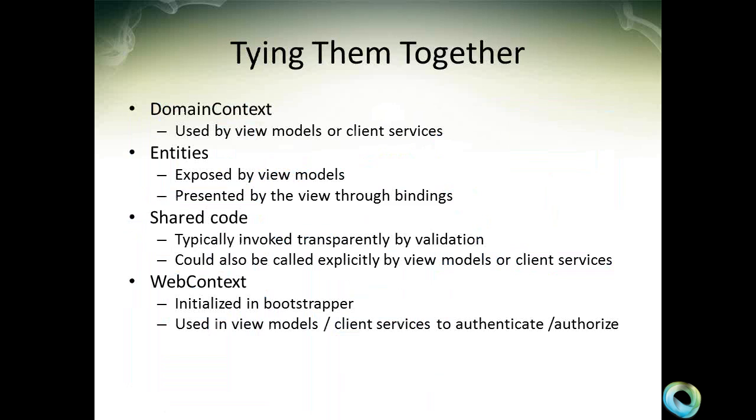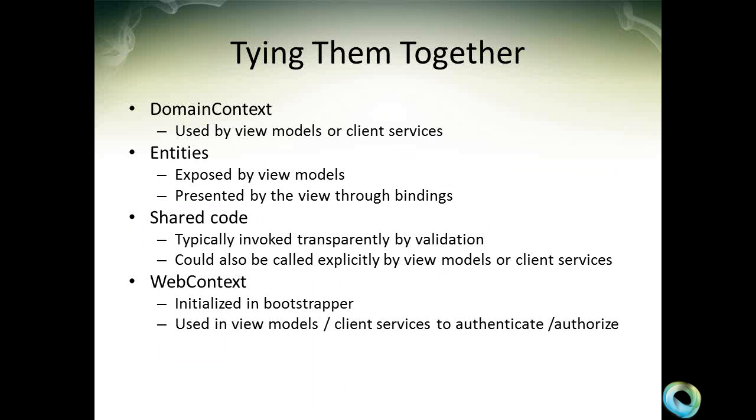So the domain context is going to be consumed by your view models and by your client-side services. It's the thing you make load calls on to retrieve data and submit change calls on to pass updates to the data. It also exposes any of the ad hoc operations from your domain service. It exposes those as service methods that you can invoke asynchronously. So it's much like a WCF proxy in that sense, and it can be directly invoked by your view models or client services.